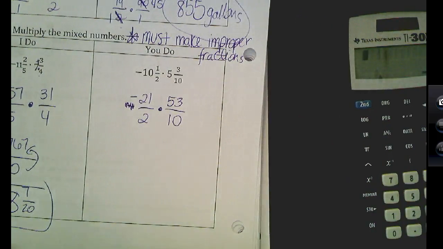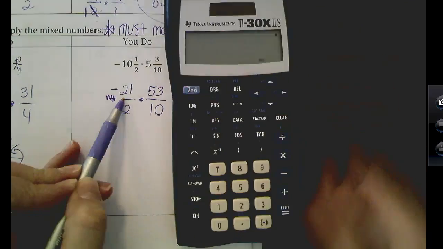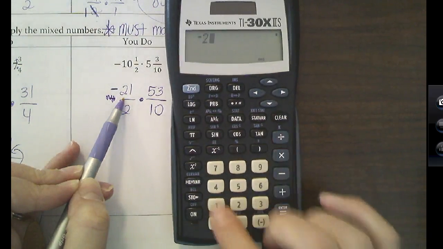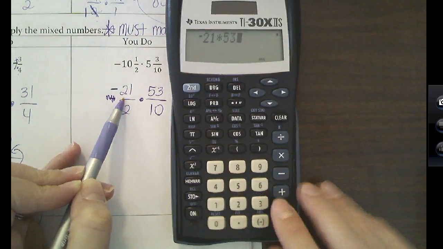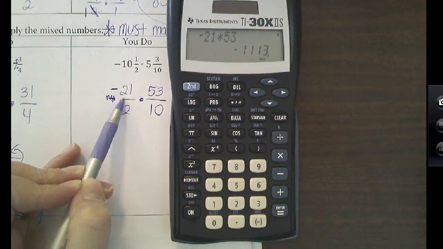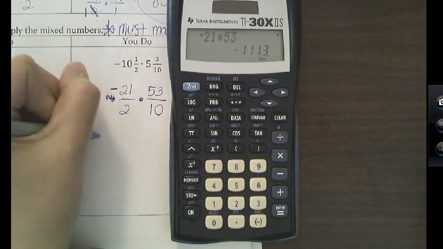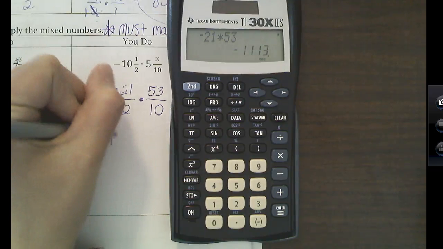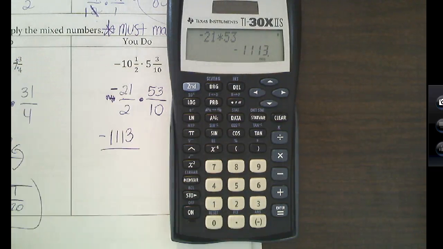Grab your calculator. Go ahead and type in negative 21 times 53. And I'm getting negative 1,113 divided by, what's 2 times 10? 20.